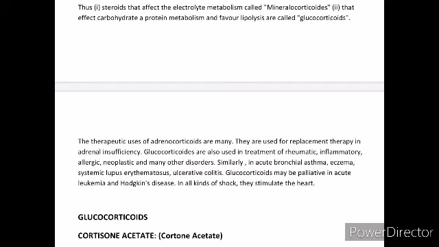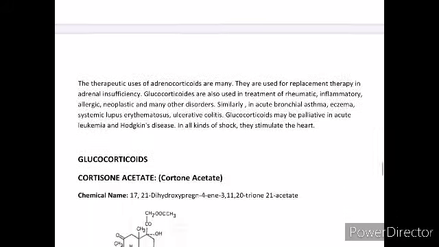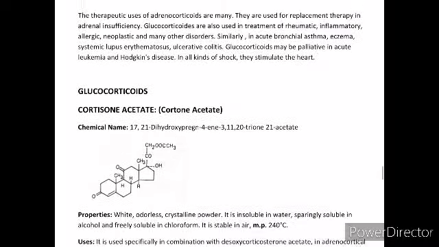Glucocorticoids may be palliative in acute leukemia and Hodgkin's disease. And finally, in all kinds of shock, they stimulate the heart. So first we talk about glucocorticoids. The first is cortisone acetate.